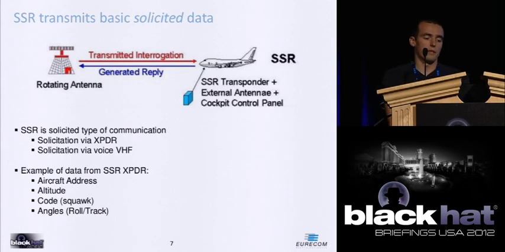The idea is that solicitations are done in two ways, via transponders or voice commands, where transponders are malfunctioning or not possible. And again, it's a soliciting procedure, and some data that are part of the generated reply on the SSR are the aircraft address, altitude, aircraft code, and some sensor data like roll and track angles.